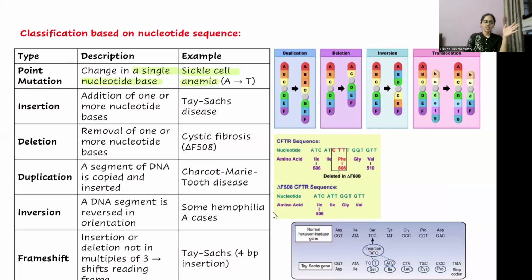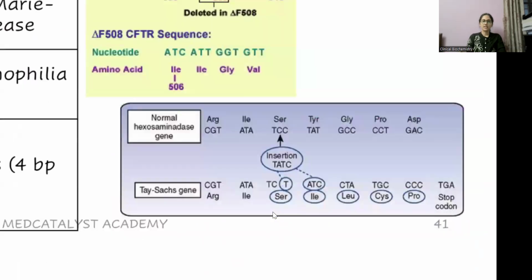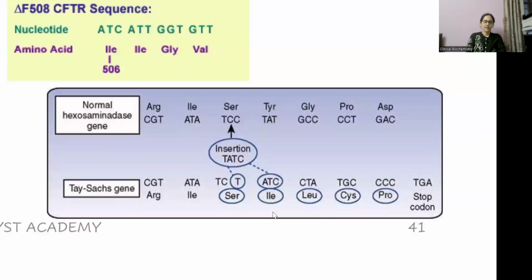Then next is insertion. What is insertion? As the name says, insertion means there is one or more nucleotides that have been inserted in between the normal one. Okay, so there is addition of one or more nucleotide bases. That is what is insertion. Example is Tay-Sachs disease. Right? So Tay-Sachs, as you can see, look at this. Tay-Sachs means what? Hexosaminidase gene is what is affected here, right?